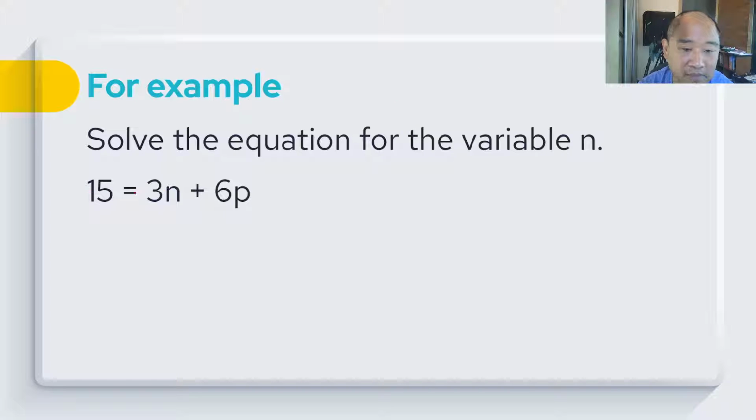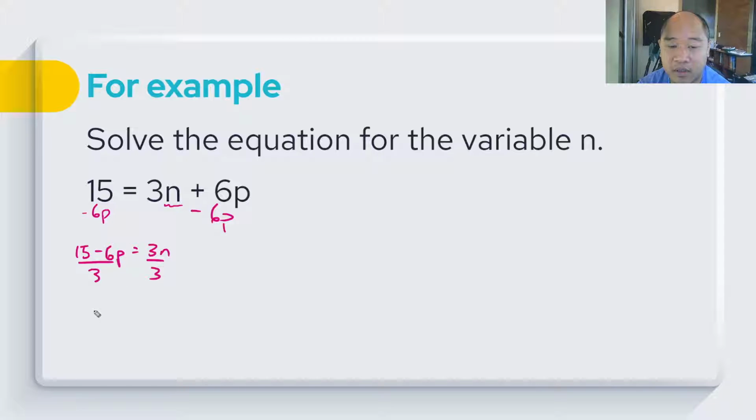So here's another example. Let's say we have this equation, 15 equals 3n plus 6p, and we want to solve for the variable n. So we want to isolate n by itself. The first thing we can do is subtract 6p from both sides. So 15 minus 6p equals 3n. Then we can divide by 3, right?